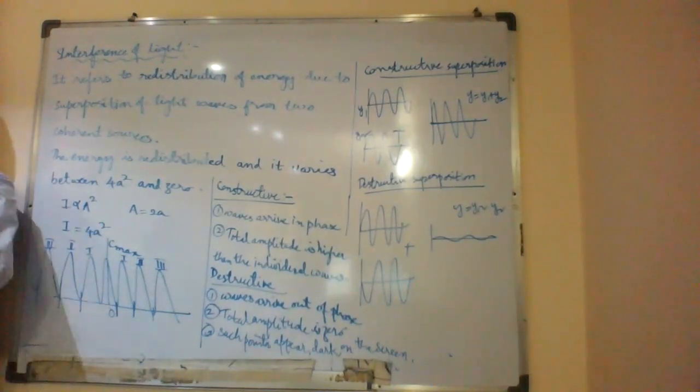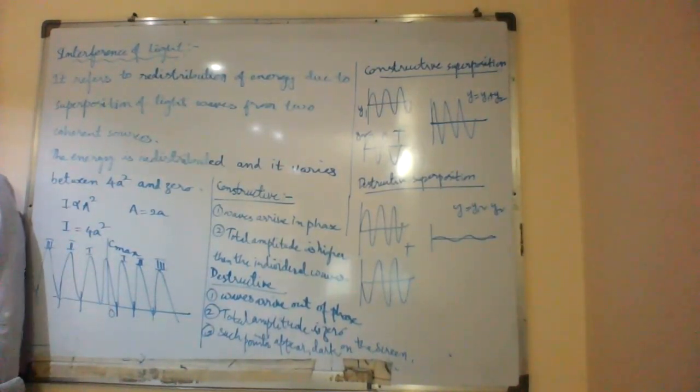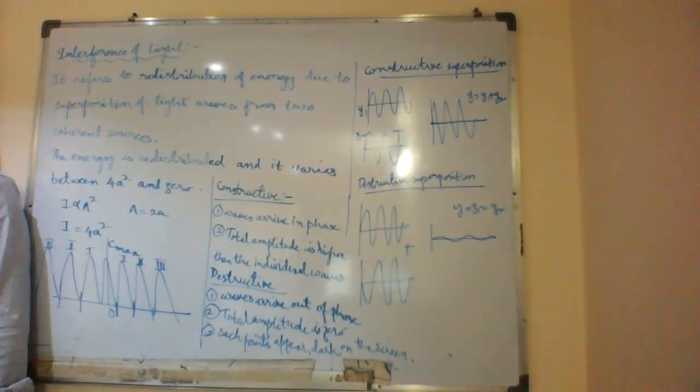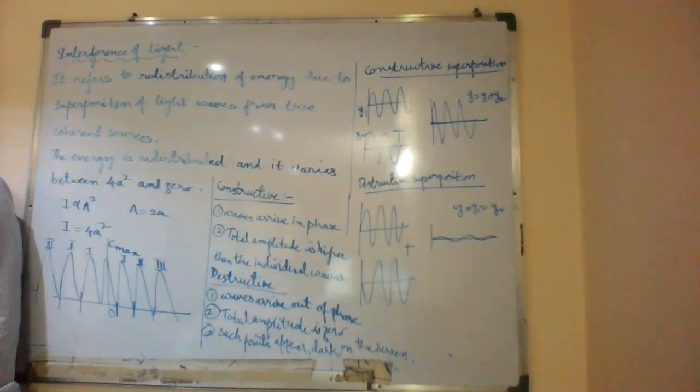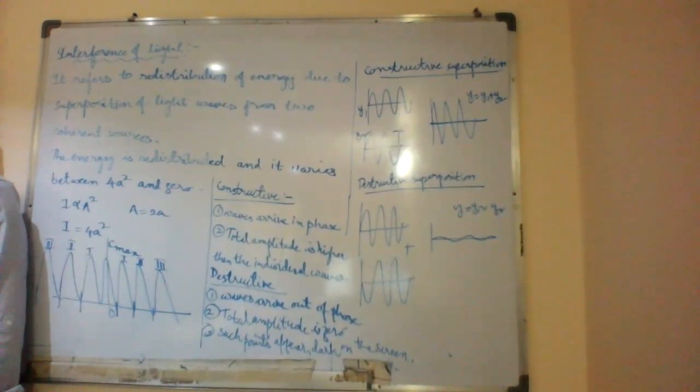Now tell me, what is the formula for the position of constructive and destructive interference? For constructive, x is equal to n lambda D by d, where D is capital D and d is small d. For destructive, x is equal to (2n minus 1) by 2 into lambda D by small d. These four formulas are very important. You have to learn them. There are hardly 4 or 5 formulas in interference.